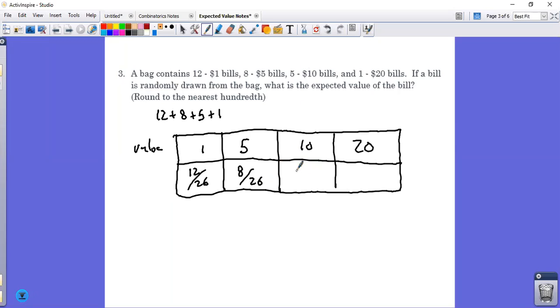It'll make much more sense if you leave them not reduced, because now if you add them up, it's easy to add up. That should add up to 26 out of 26. That should add up to 1, like I said.